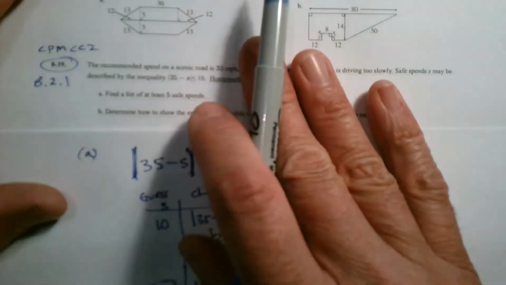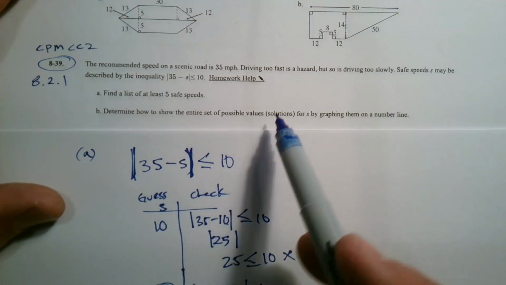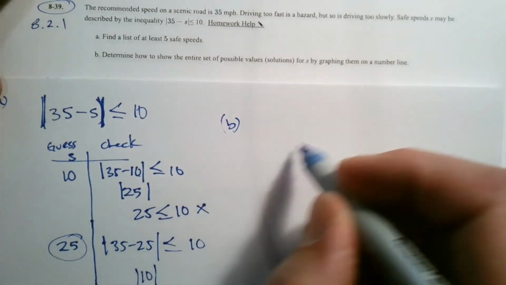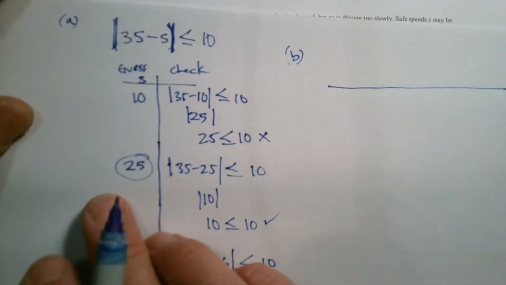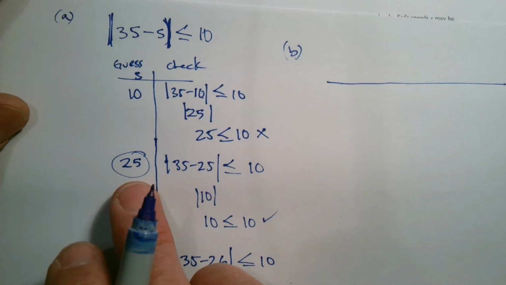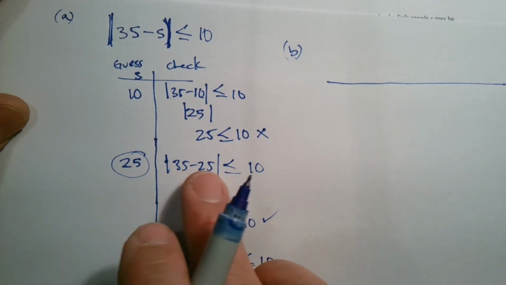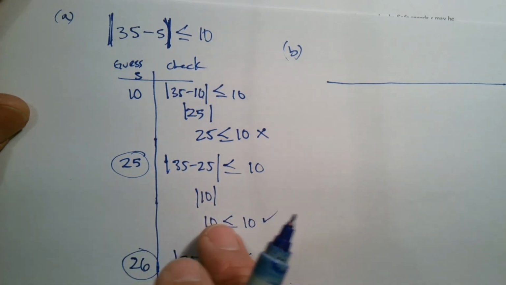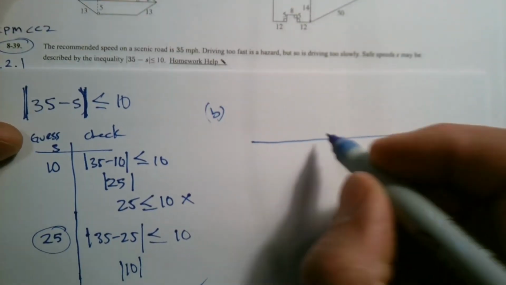Determine how to show the entire set of possible value solutions for S by graphing them on a number line. So I want to figure out on a number line. So for part B, on a number line, what would be all the possible solutions? So we saw that 25 was a value, but with 24, could I go lower than 25? If I went 24, I'd have 35 minus 24 would be 11. And 11 is not going to be less than 10.